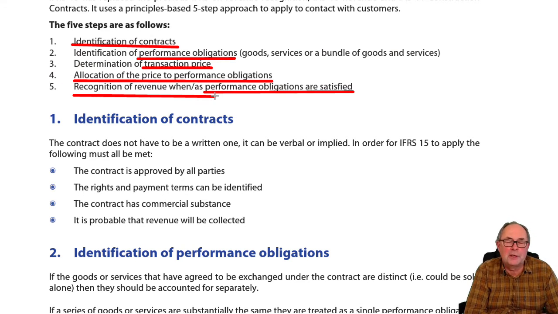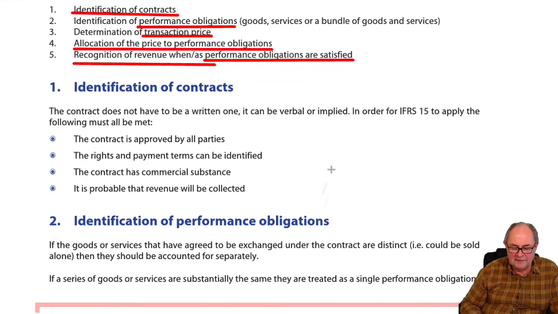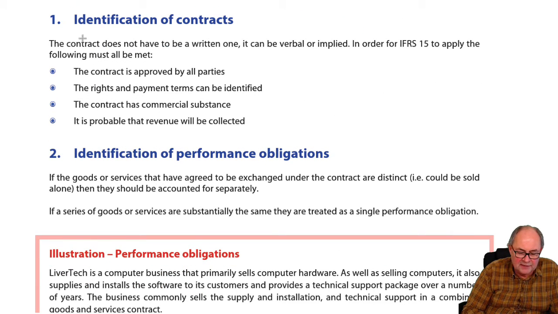So a nice logical approach. In many ways, though, I suppose it's what most reputable companies were doing before the standard was ever issued. So our notes go through those 5 steps with lots of examples. The first step is about identifying if there is a contract in the first place.